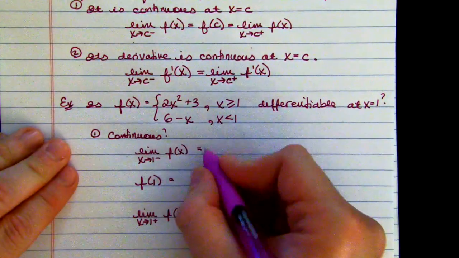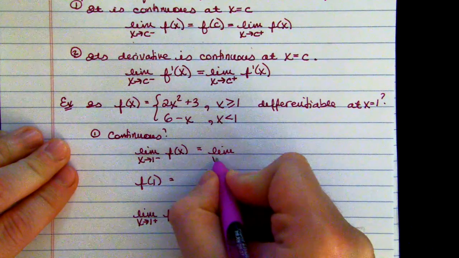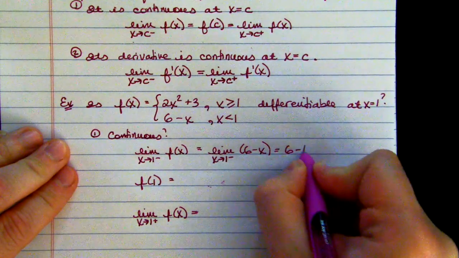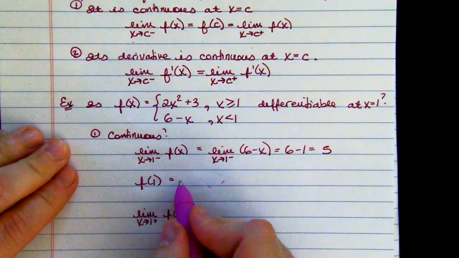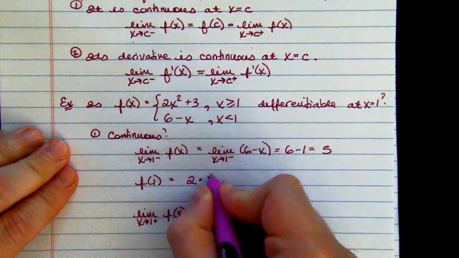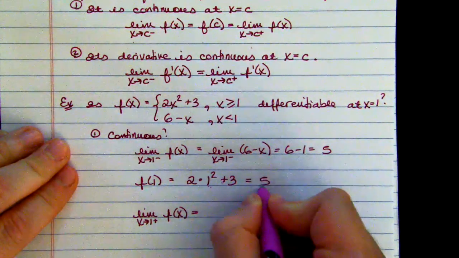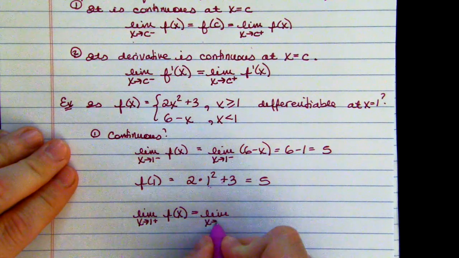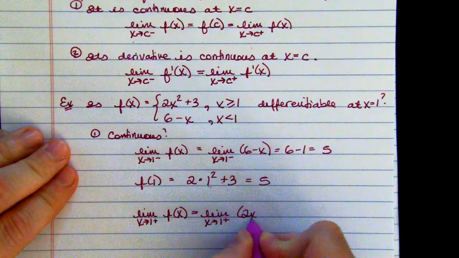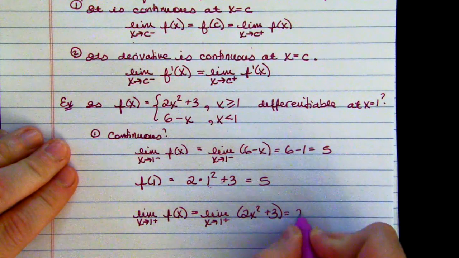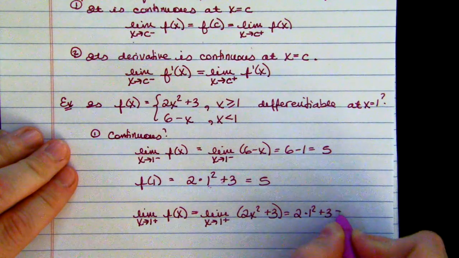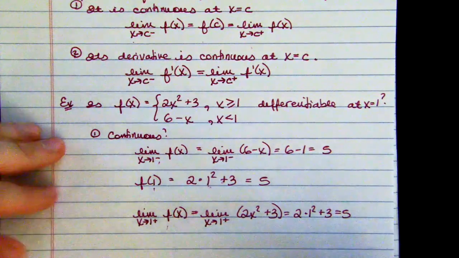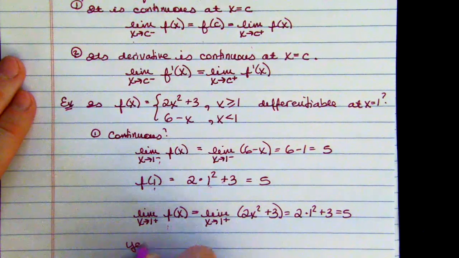Well, the limit as x approaches 1 from the left of my function is the limit as x approaches 1 from the left of 6 minus x. That's 6 minus 1, we're going to get 5. F of 1, that's defined by the top part, 2 times 1 squared plus 3, that's 5. And the limit as x approaches 1 from the right of the function is the limit as x approaches 1 from the right of 2x squared plus 3. That's going to be 2 times 1 squared plus 3. That's going to be 5. Limit from the left equals the value of the function there equals the limit from the right. I think we're good. Yes, we're continuous.